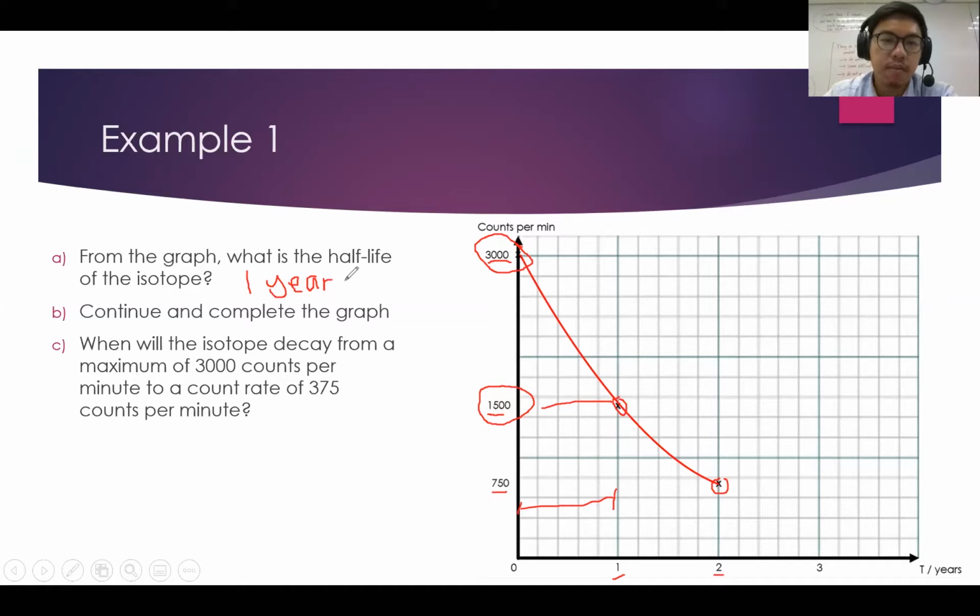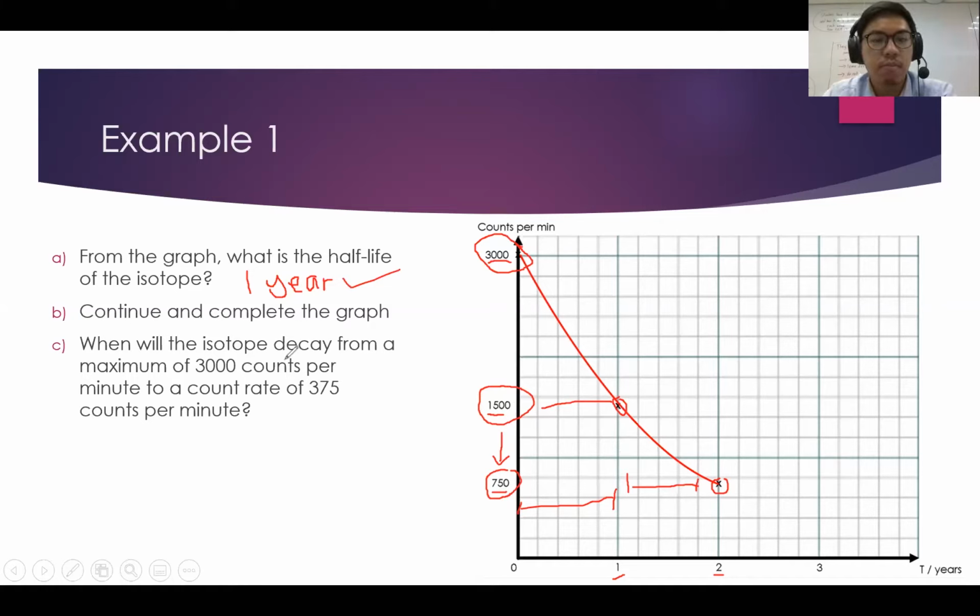Let's confirm if this is correct. For 1,500 to become half of that, that is for 1,500 to become 750, it takes another 1 year. So every 1 year it becomes half. So that is correct. 1 year is the half-life of this radioactive isotope.